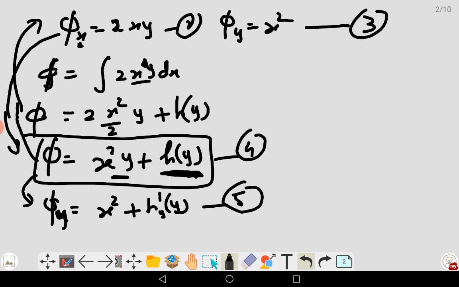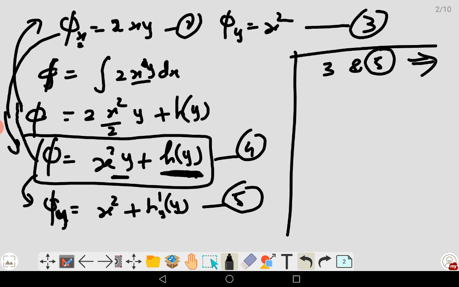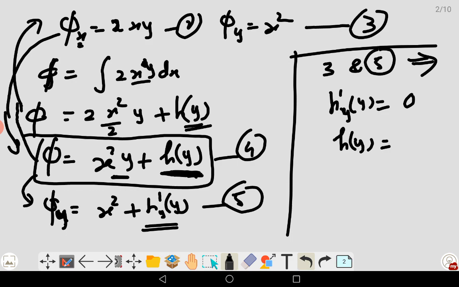Compare 5 and 3. What do you get? Both are the same, only one term is missing, this one, h. h of y is not a function of x, only y is involved there. Therefore h prime of y is equal to 0. Therefore h of y should be a constant c.